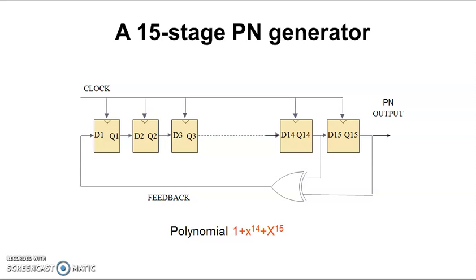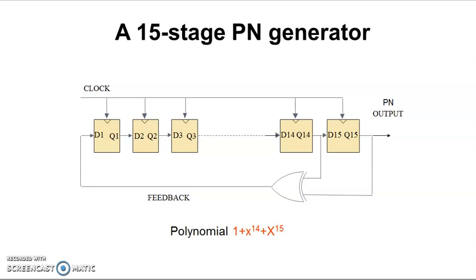for a certain set of shift registers which are used in the feedback. Then the output generated using that particular feedback, that is a modulo addition, depends on the power of how many shift registers we are using there. So we can have a polynomial of 1 plus x raised to 14 plus x raised to 15. That is the general polynomial for the given particular figure.